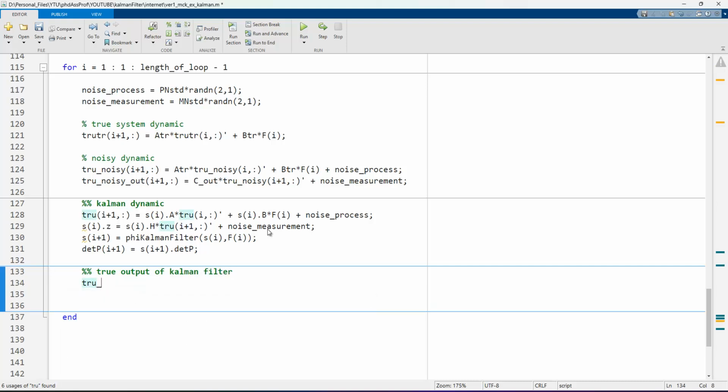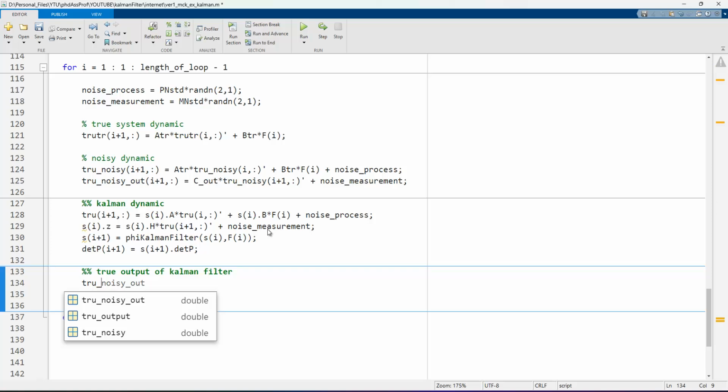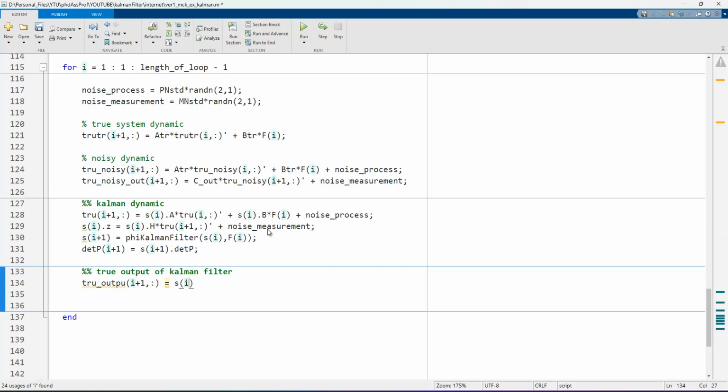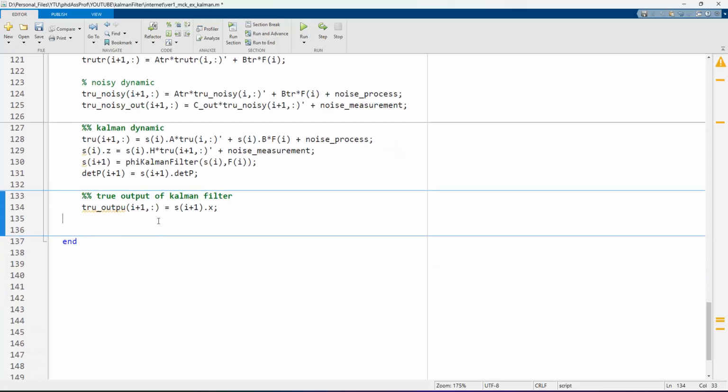True output (i+1) is equal to S(i+1).X, because the internal state X hat is the ideal output. X hat is given in here, just like this one.